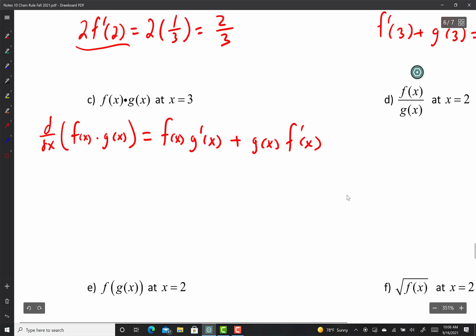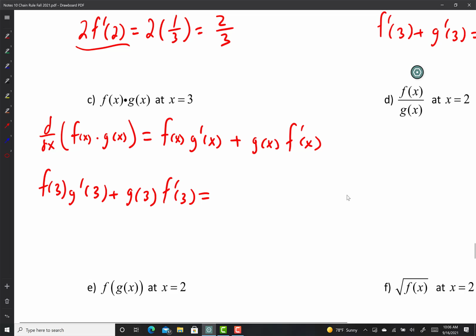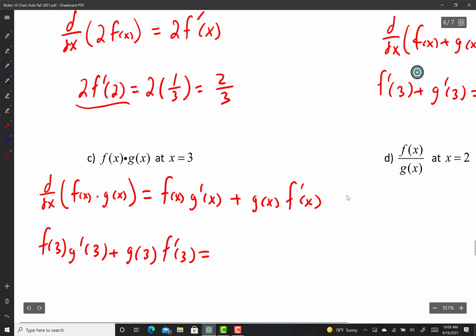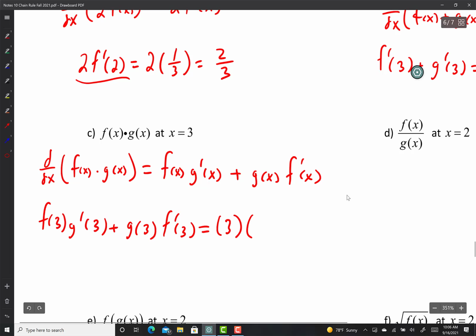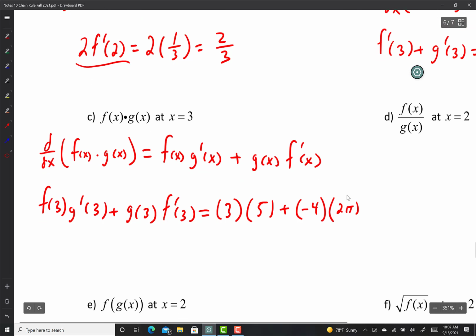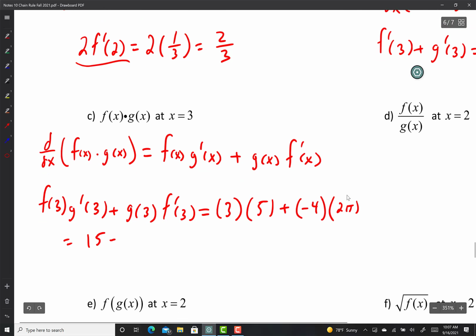I got it. It looks correct to me. So now I can just evaluate. f of 3 g prime of 3 plus g of 3 f prime of 3 equals, and I just write what each one is. f of 3 is equal to what? 3. So yeah, you guys hook me up. 3. What's g prime of 3? 5. Plus what's g of 3? Negative 4. What's f prime of 3? 2 pi. So my final answer is just 15 minus 8 pi. We still okay, guys? All right.